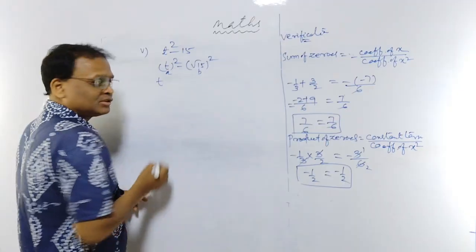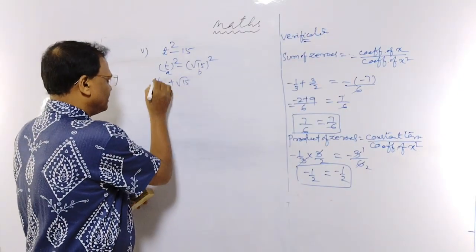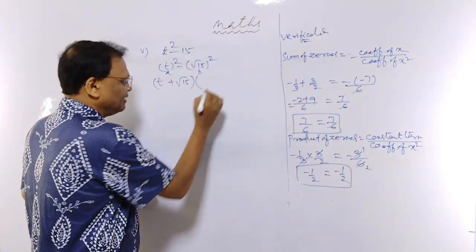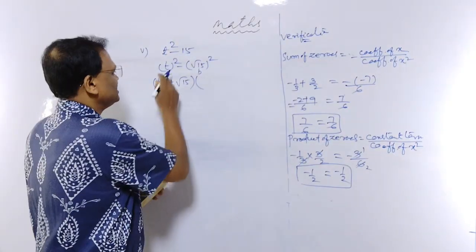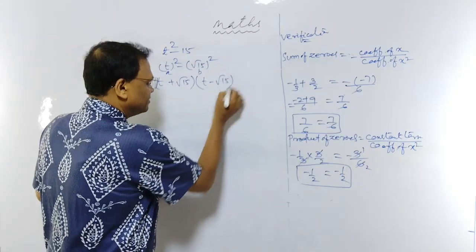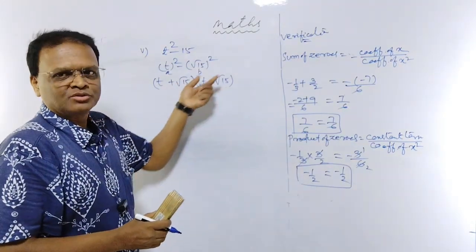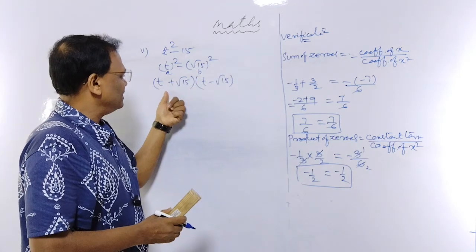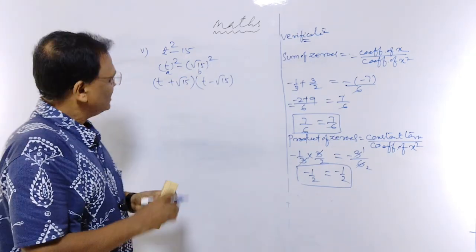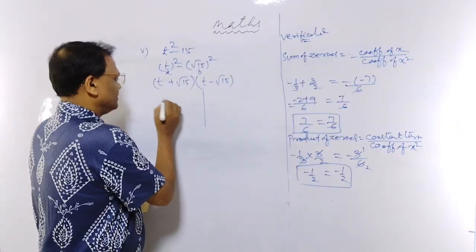But what is your a? A is this one, a plus b, again into a minus b. What is a? A minus b. Simple, very simple. Expressed in the form of a square minus b square, then write the formula a plus b into a minus b. Now I got the two factors, so immediately I can find the zeros.